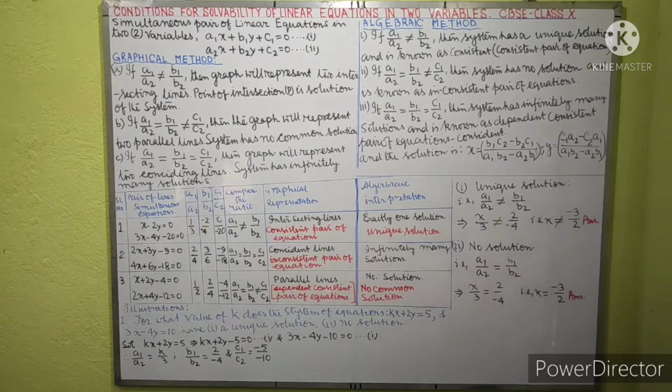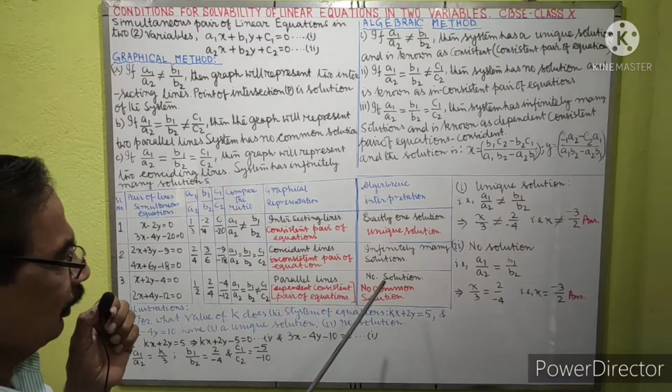Number 2, one example is 2x plus 3y minus 9 equal to 0 and 4x plus 6y minus 18 equal to 0. Here a1 by a2 equal to 2 by 4, b1 by b2 equal to 3 by 6 and c1 by c2 equal to minus 9 by minus 18. That is a1 by a2 equal to b1 by b2 equal to c1 by c2. According to this relation, the graphical representation will be coincident lines and a dependent pair of equations, and the algebraic interpretation will be infinitely many solutions.